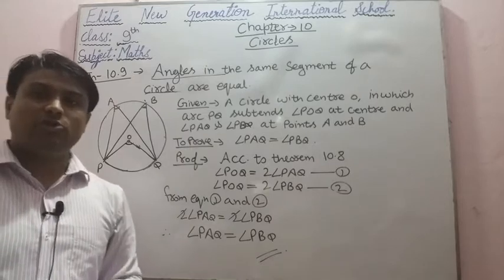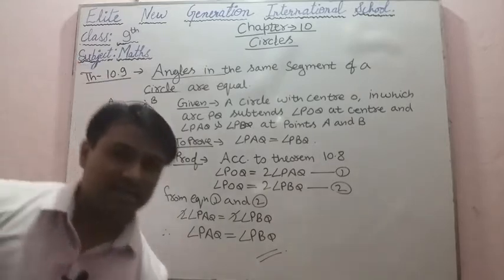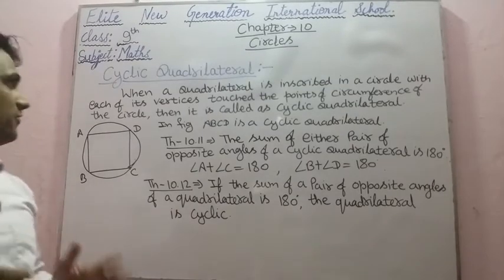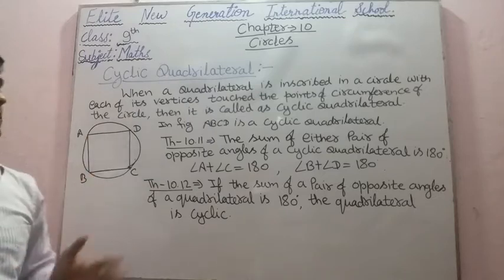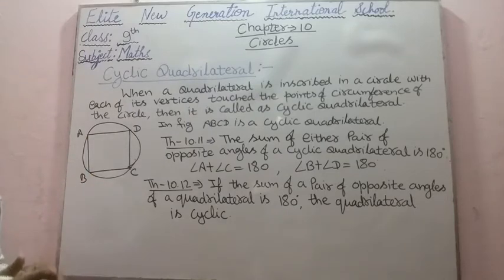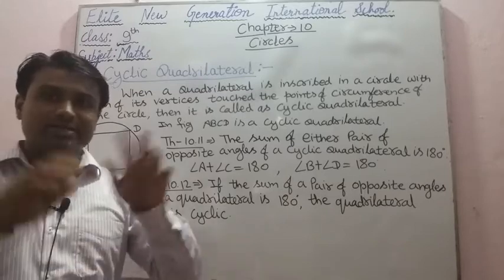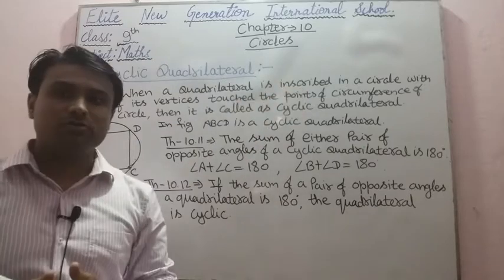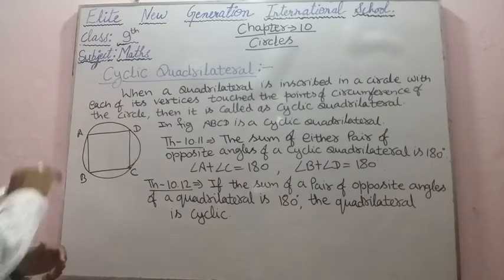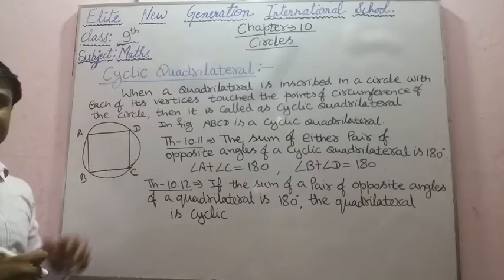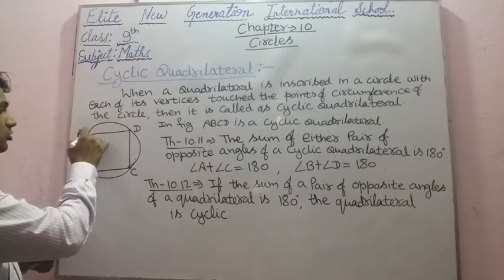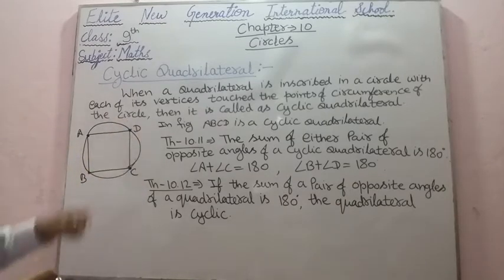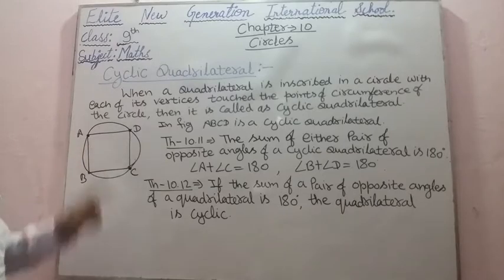Now after this I will tell you about the cyclic quadrilateral. So what is a cyclic quadrilateral? It is one of the most important topics. When a quadrilateral is inscribed in a circle with each of its vertices touching the circumference of the circle, that means when we draw a quadrilateral inside a circle such that its vertices touch the circumference, only that quadrilateral will be a cyclic quadrilateral.